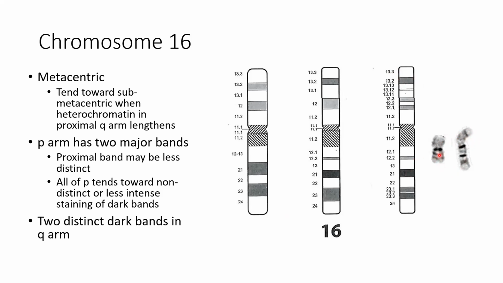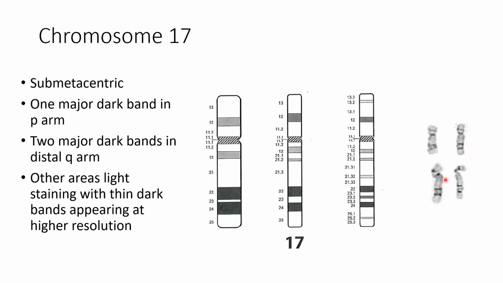But we usually are able to appreciate two major dark bands in 16q. And those would be here and here on this one. This is the heterochromatin region. So this band corresponds to that, and that band corresponds to that one. Now you see, as we're getting shorter chromosomes, we're getting fewer bands to have to deal with that will help us identify it.